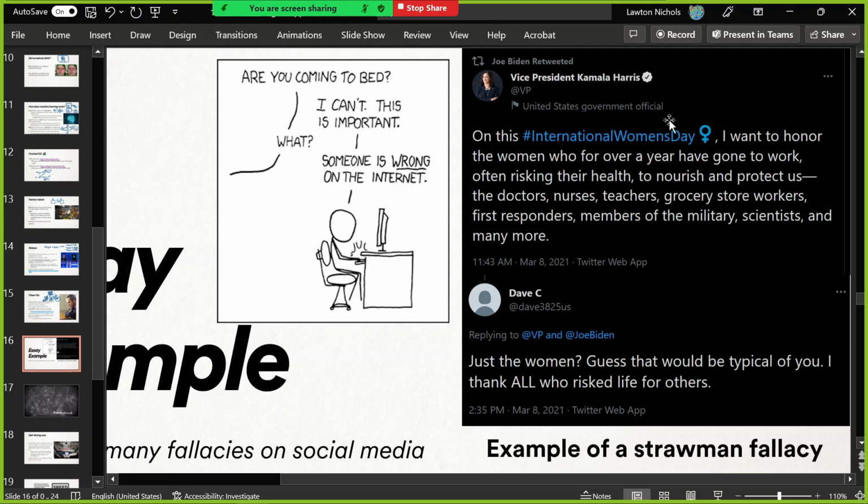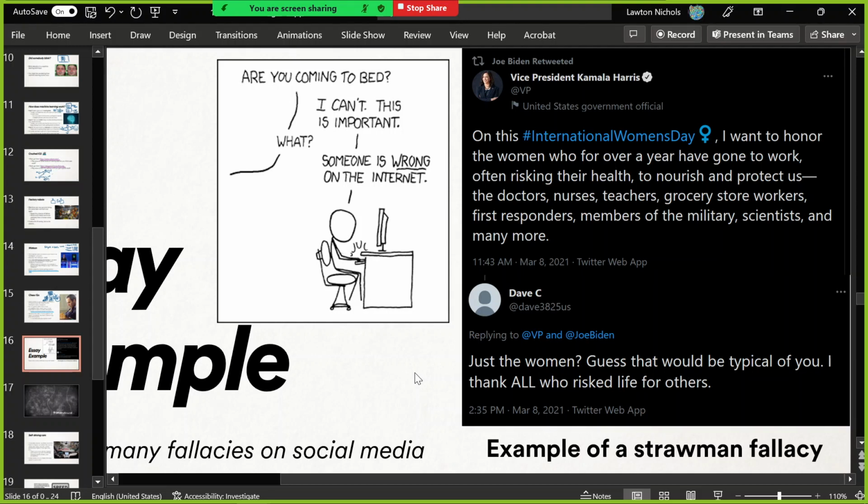On this International Women's Day, I want to honor the women who for over a year have gone to work. This was during the pandemic, of course, and so this is the vice president tweeting about this, just to celebrate International Women's Day. Gone to work, often risking their health to nourish and protect us, doctors, nurses, teachers, all these people that she wanted to pay tribute to. And then this person replied to this tweet with a straw man fallacy.